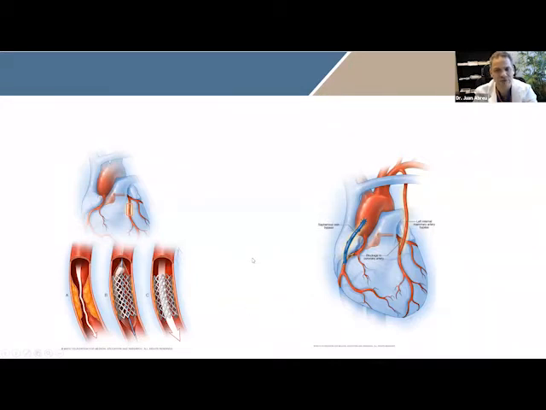And also we have known from many studies that in a special subset of patients, namely patients with diabetes, multiple blockages, or a weak heart, having surgery decreases your chances of dying or having a heart attack and having a stroke compared to stents in the long term.